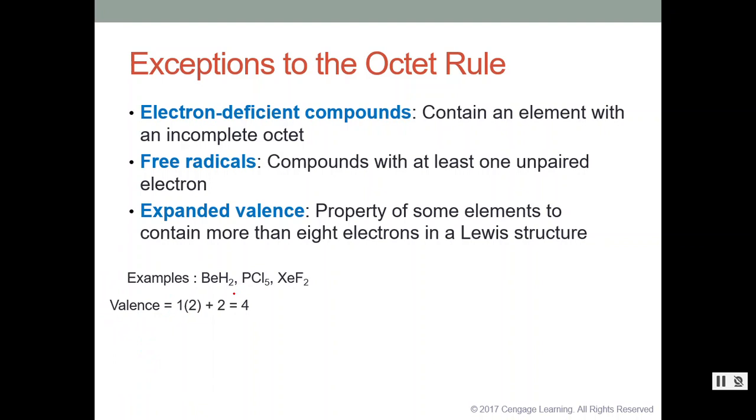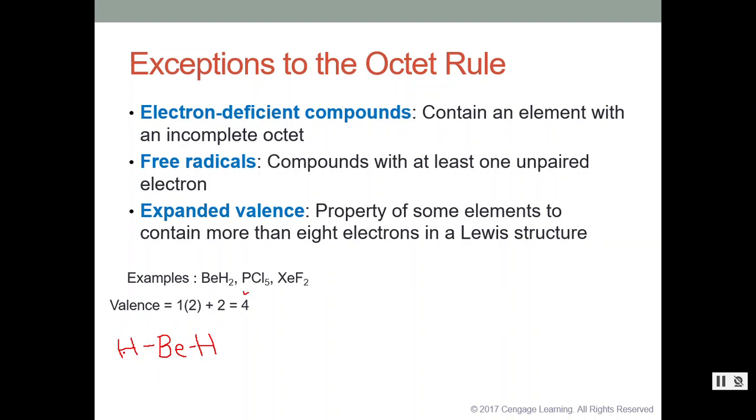Looking at my electronegativity, and remembering that hydrogen is always terminal, beryllium has got to be in the center. I'm going to scatter my 2 hydrogens around it. So I have made my skeletal structure. I'm now going to distribute my 4 valence electrons by first doing single bonds. 2, 4. I've used all 4.